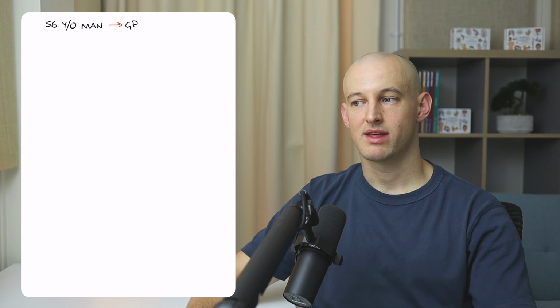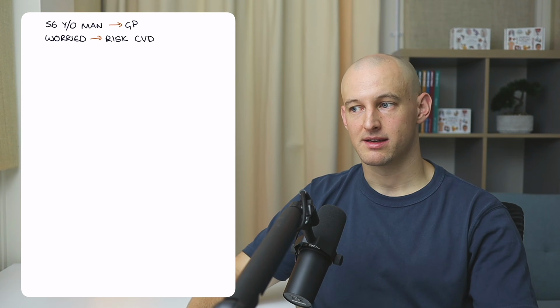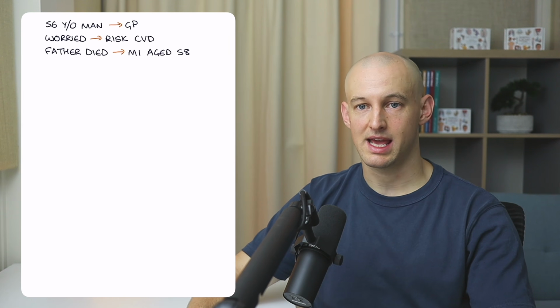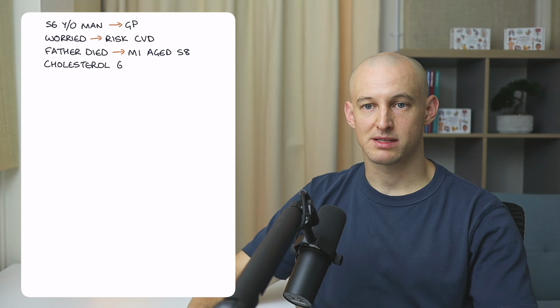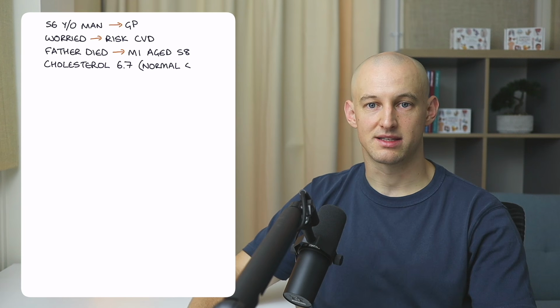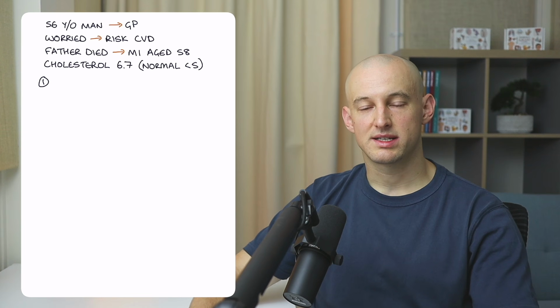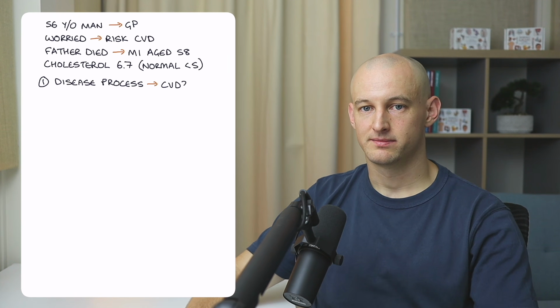Okay, on to a case. So the first case is a 56-year-old man who presents to his GP, and he's worried about his risk of cardiovascular disease, mainly because his father died of a myocardial infarction when he was 58, so 2 years older than he is. And he's had some blood results back, and his cholesterol is 6.7, and the normal cholesterol is less than 5. So question 1 for this case is, what disease process causes cardiovascular disease?